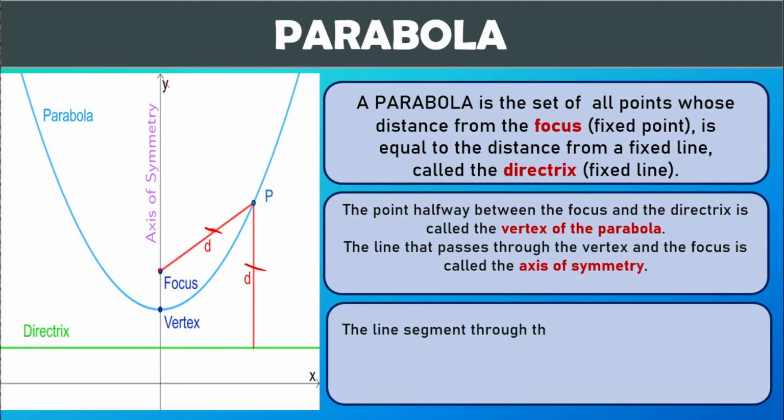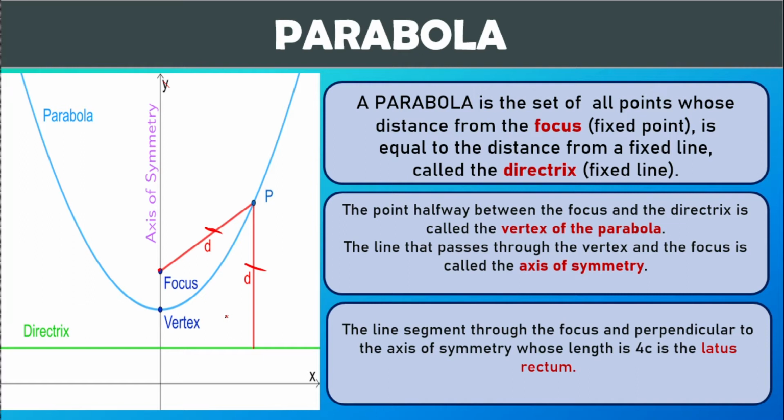Let's proceed. The line segment through the focus and perpendicular to the axis of symmetry, whose length is 4c, is called the latus rectum. Now, where can we find the latus rectum? So, ang latus rectum, ito ay isang line segment that passes through the focus and perpendicular to the axis of symmetry. So, yung latus rectum is from here. Okay, sorry for that line. Dapat straight line yan eh. So, ito, tinatawag to na latus rectum. Ito na line. Alright? Tapos, yung length niya is 4c. So, we're going to discuss that later.